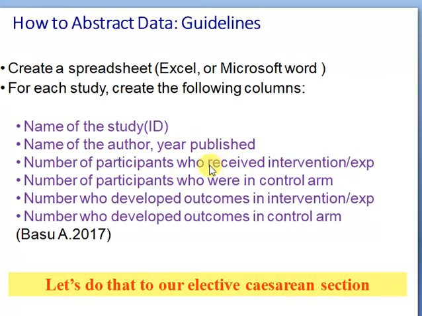Number of participants who received intervention or exposure. Number of participants who were in the control arm. Number who developed the outcome in the intervention arm. Number who developed the outcome in the control arm.